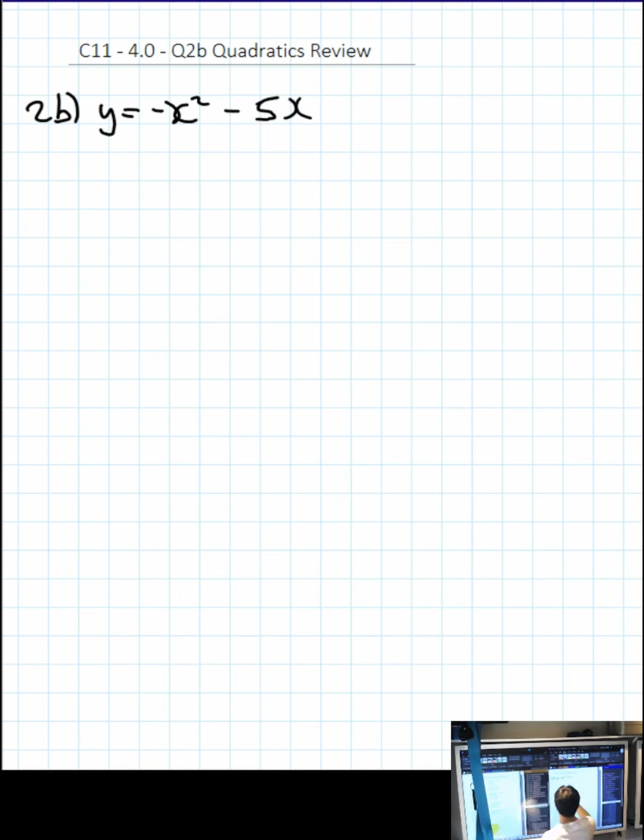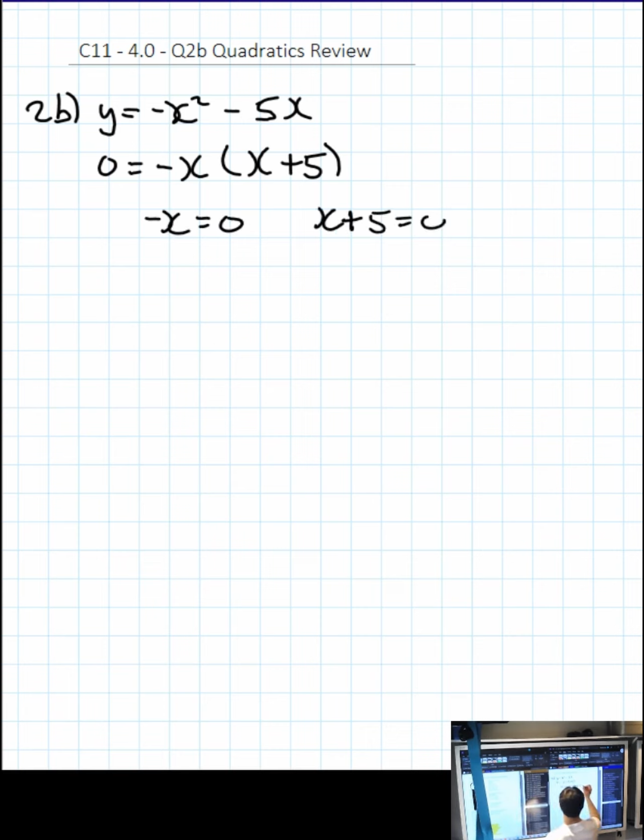Good. So this time we're going to put 0 in for y because we're looking for x-intercepts. Notice the question may have already done that for you. Now we're going to factor out a negative x and we're left with x plus 5. We're going to very carefully set our factors equal to 0 separately. Negative x equals 0, and beside it, x plus 5 equals 0.